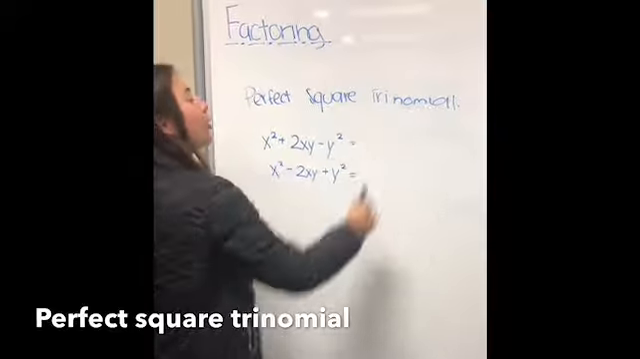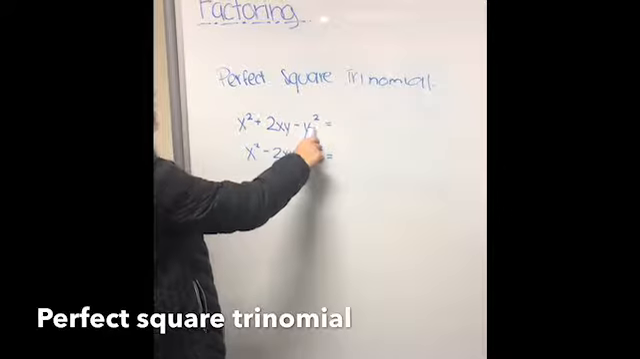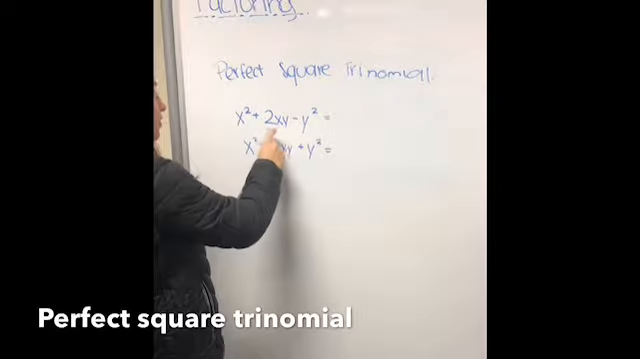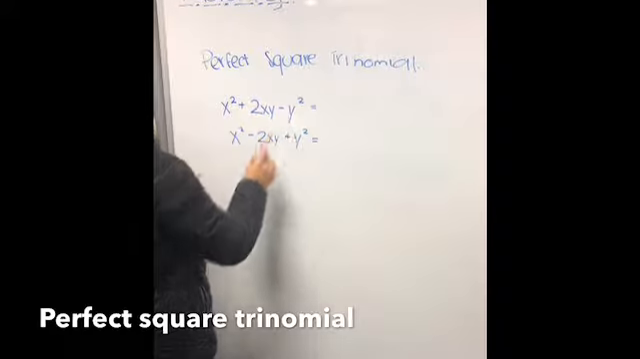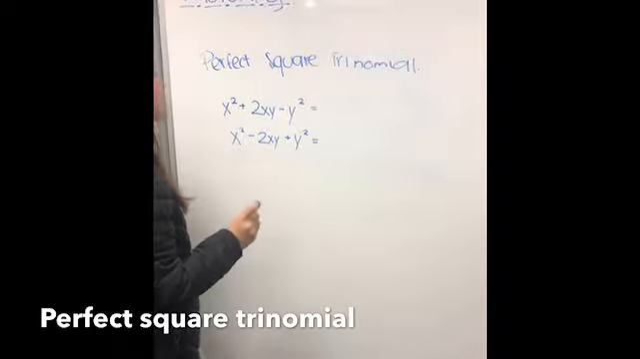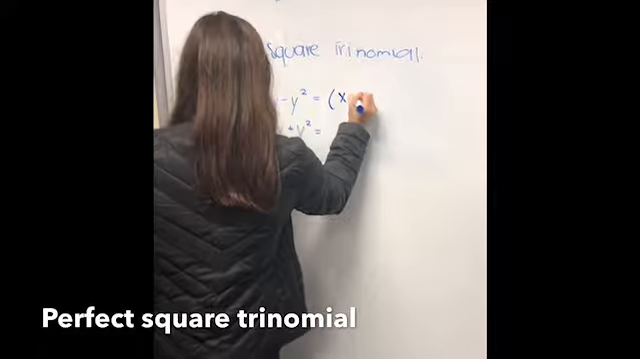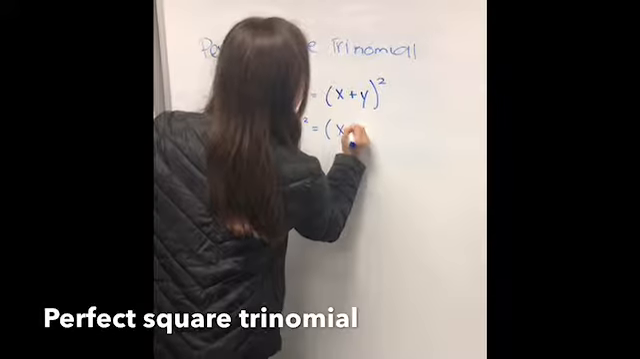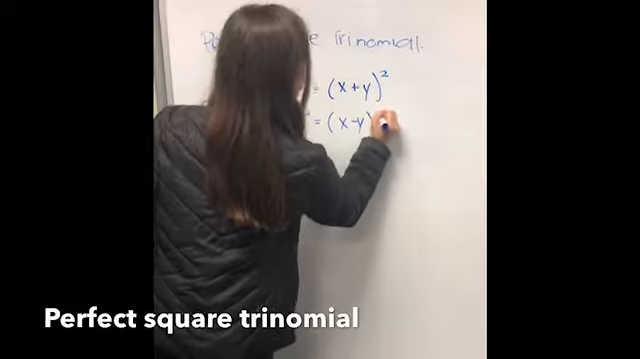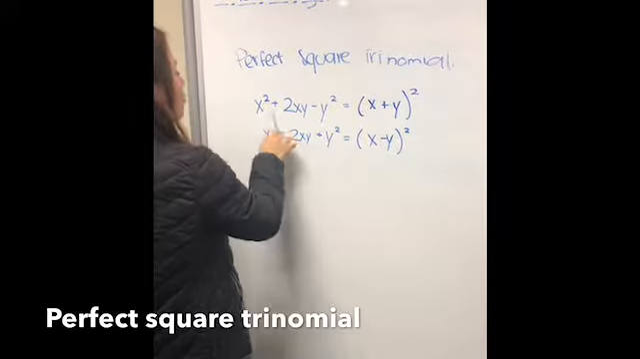In a perfect square trinomial, you have to make sure that x is squared, y is squared, and in here you have to have 2 times the product of x and y. If this happens, then you have to put x plus y squared. And this formula you can apply if there are 3 terms.